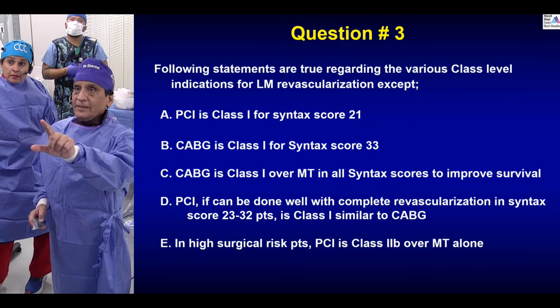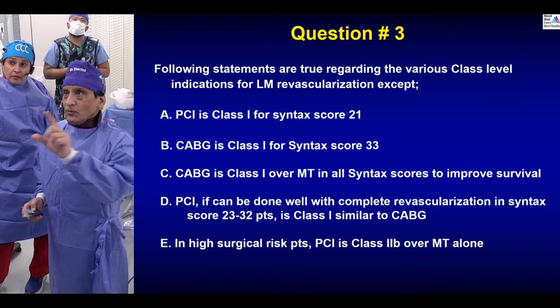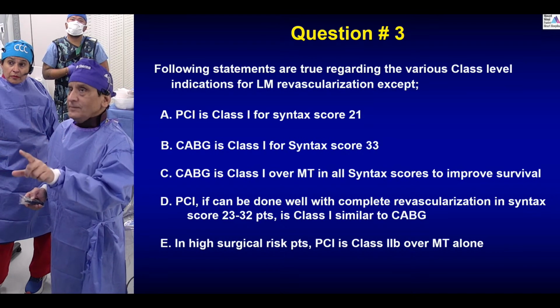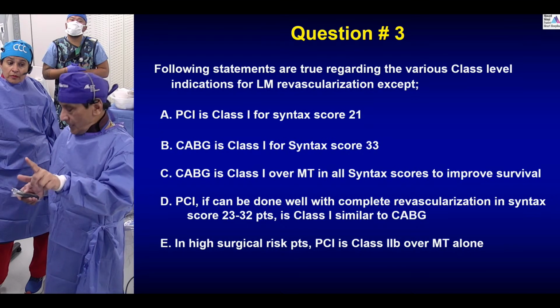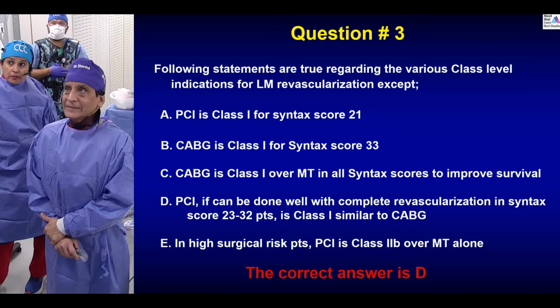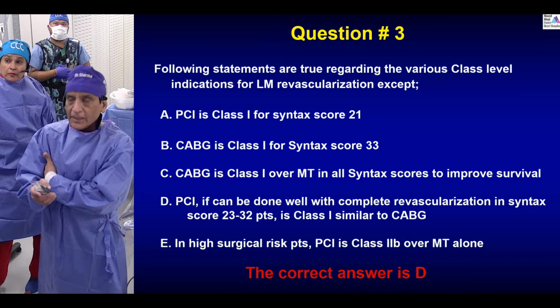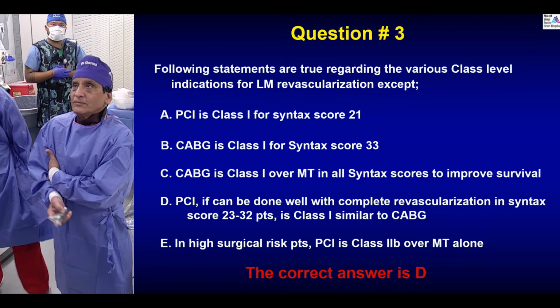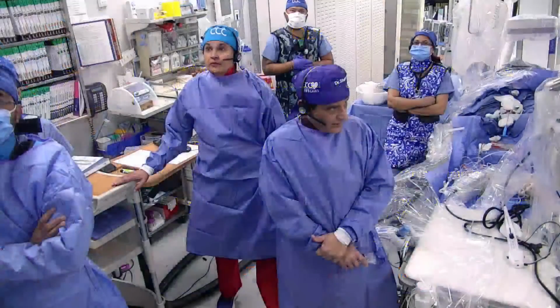So except basically means the D, that even if you can do complete revascularization in the intermediate SYNTAX score, it's not class 1, it's a class 2B, 2A. So therefore, the D is the wrong answer. So this basically concludes our 3 questions for this, and we conclude today's presentation.